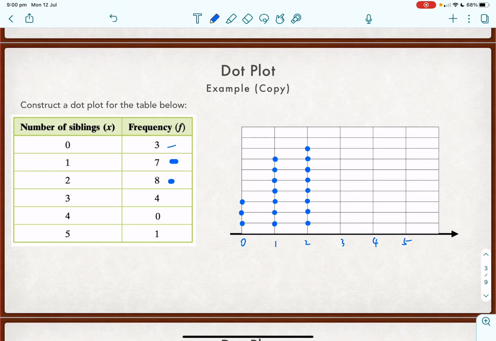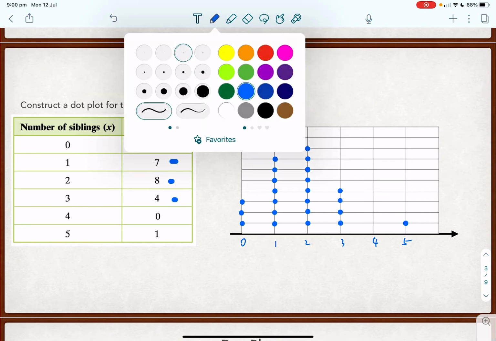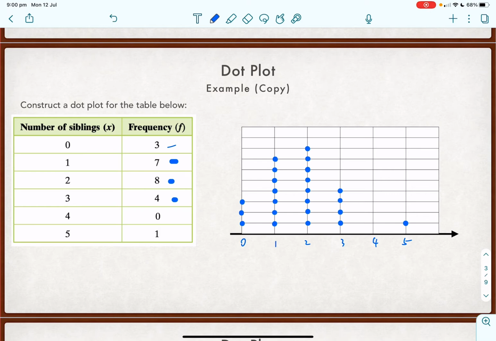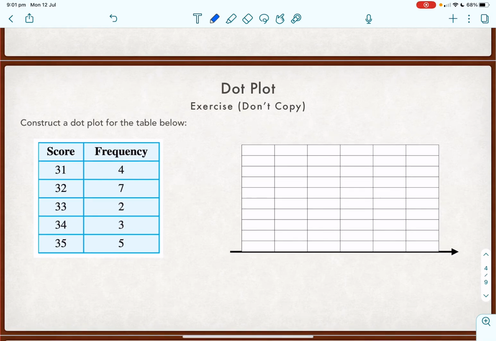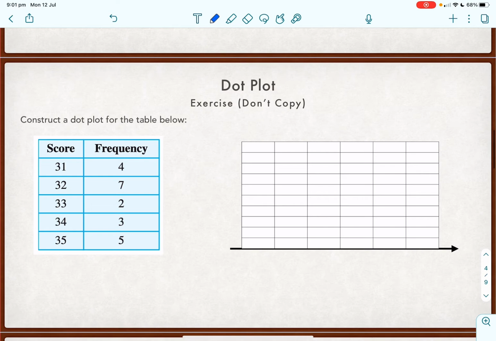Again, frequency means how many. 4 threes. 1, 2, 3, 4. And then 4 is 0, so none there. 5 is 1. Now, again, we have a cluster here from 1 to 3, and then we have a gap between 3 and 5, and then 5 is the outlier. Now, not too hard to draw, isn't it? So you can pause this video and draw this one yourself first, and then resume the video, and you can have a look at how we go through it together.